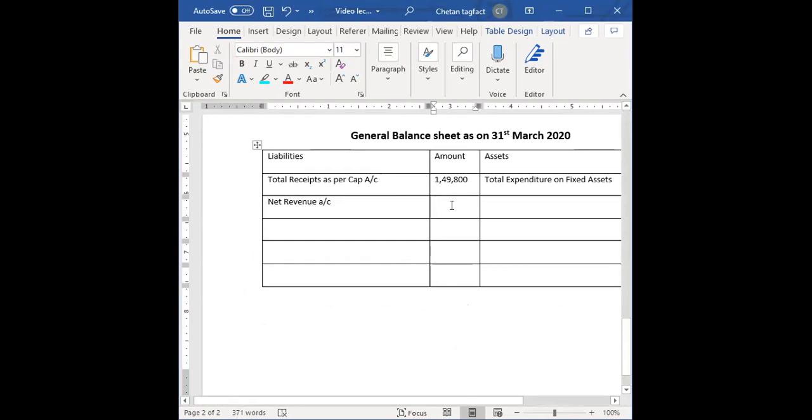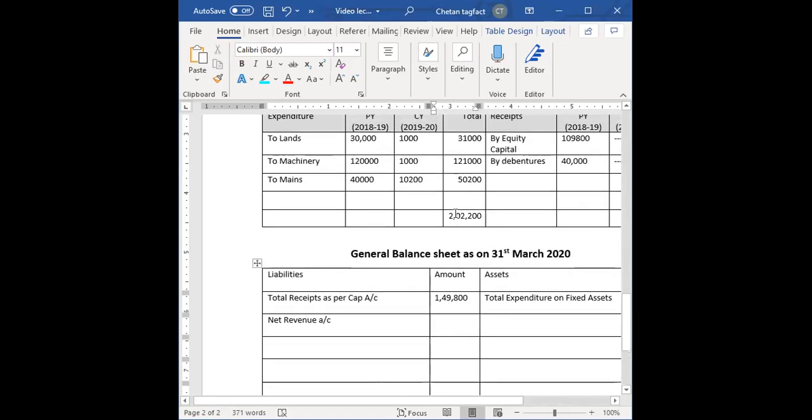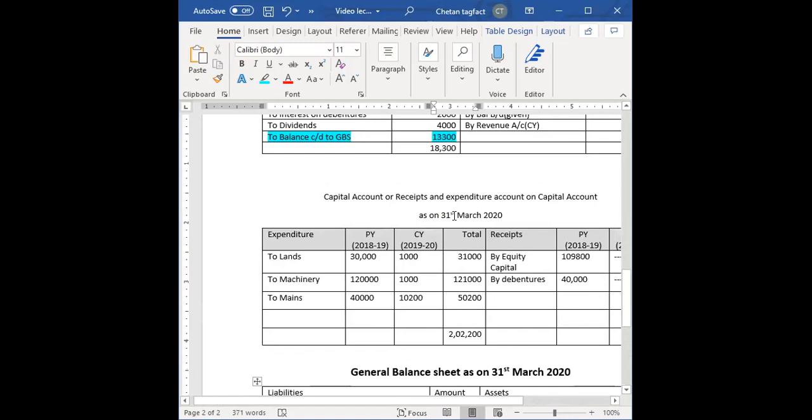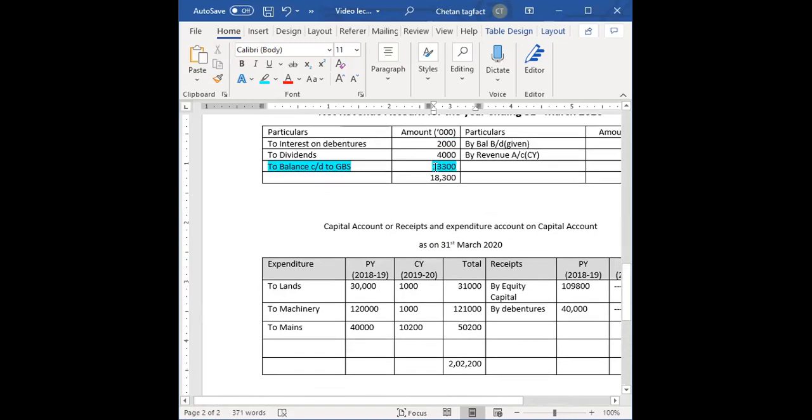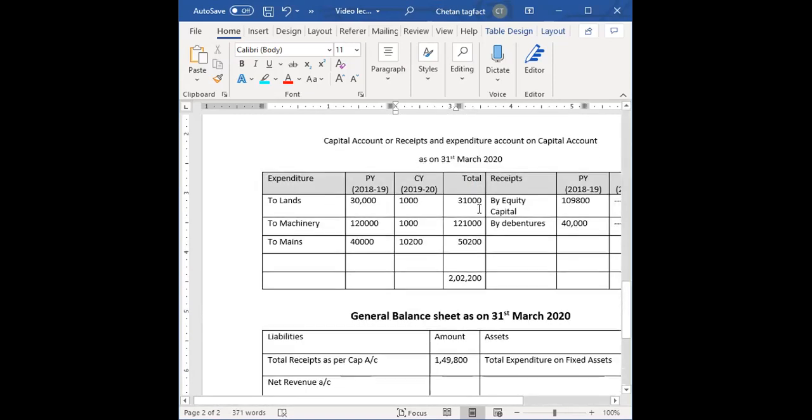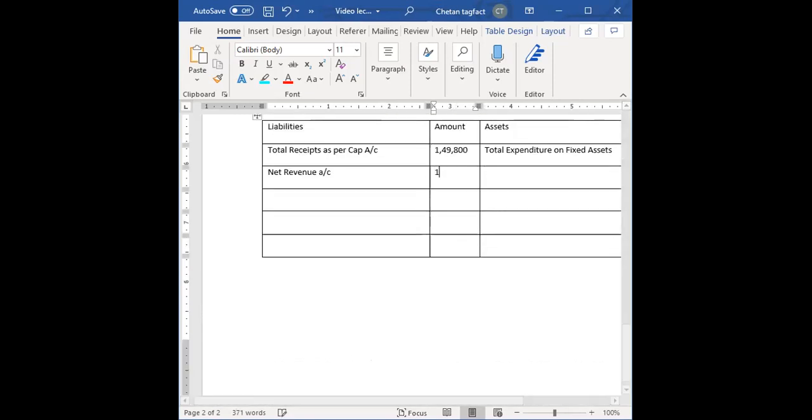Then you can get into your problem and try to bring all the items which are left out, that is your current assets and current liabilities. So how much is my net revenue account? It is 12,300. So this is my net revenue account.